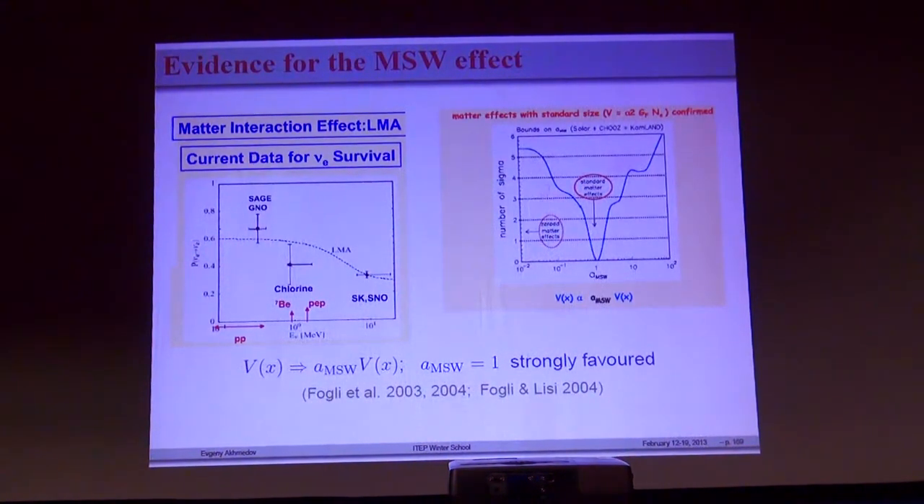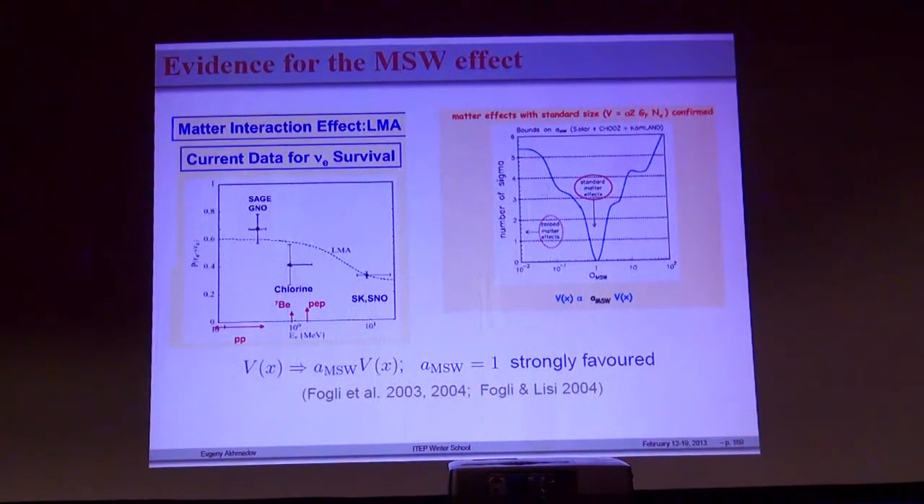Okay? And in reality, if we combine all the solar neutrino experiments, we have something like that, which is not inconsistent, but does not very much support the MSW (Mikheyev–Smirnov–Wolfenstein) effect either, because the errors are so big. However, the Bari group, Fogli and collaborators, made a very interesting analysis.